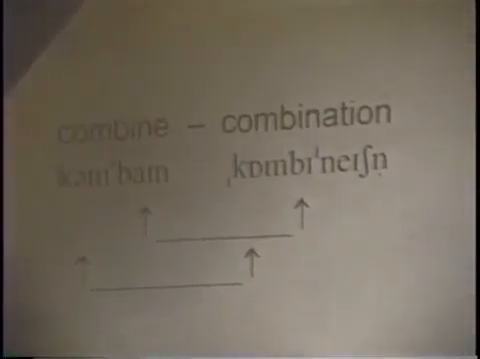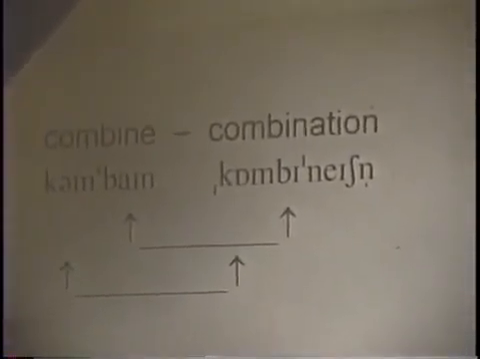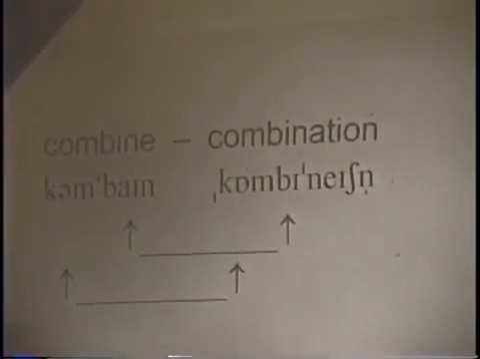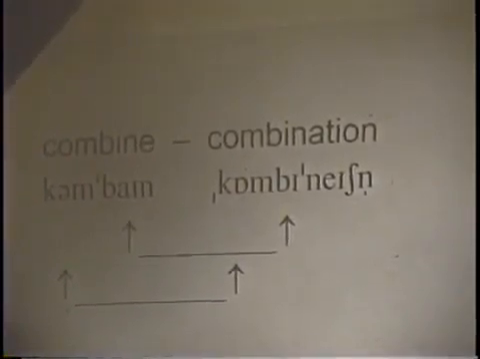There's a general rule in English that you can't have two weak syllables at the beginning of a word. Never happens. So that's why we get a strong syllable in the beginning of combination. But the bine bit, strong in combine, weakens in combination. Combination, combine, combination.